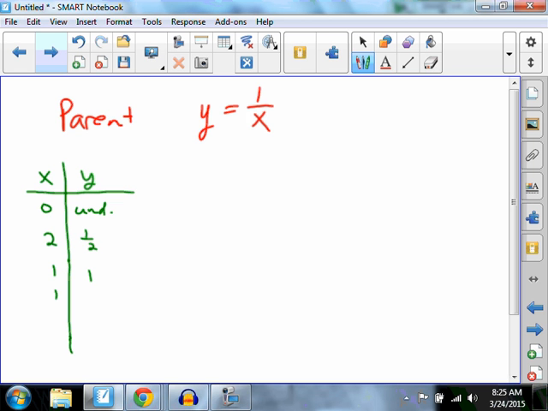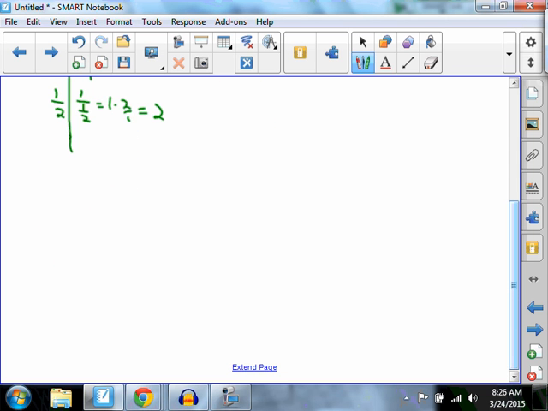Let's pick a half. What happens if we had a half? We would have 1 divided by a half, which would be 1 times 2 over 1, which would be 2. Interesting. Very, very interesting. Let's do a third and see what happens. So if we had a third, we would have 1 divided by a third, which would be 3. And if we had 3, we would get a third.